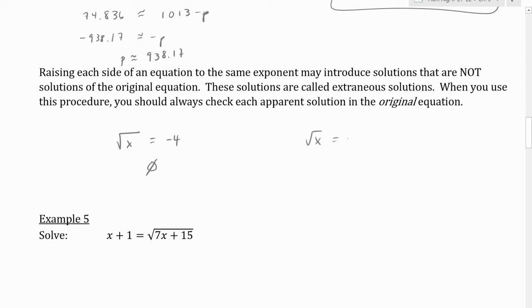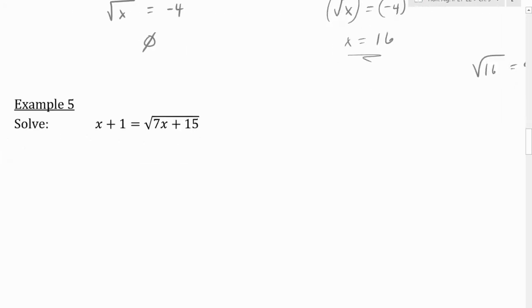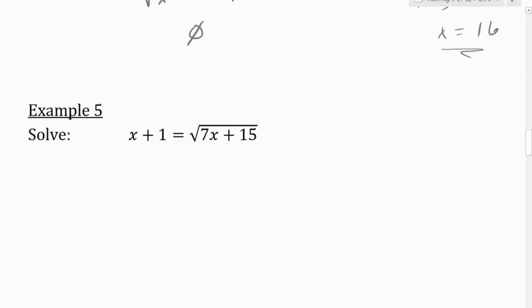However, if I were to square both sides, I'd get 16, and it looks like there is a solution, but the principal square root of 16 is +4, not -4. So, because of this, we have to make sure that we always check our answers, because sometimes algebraically you will do things to this problem and it won't actually still be true.